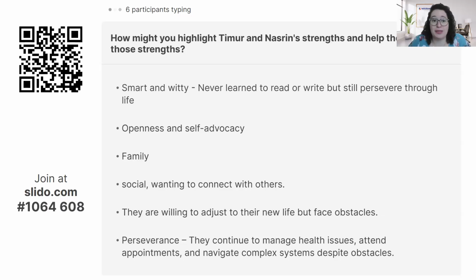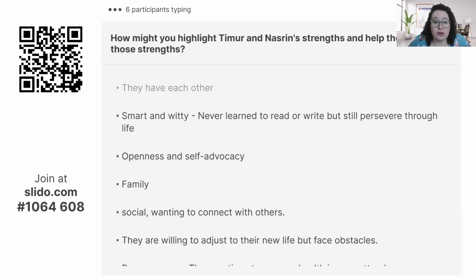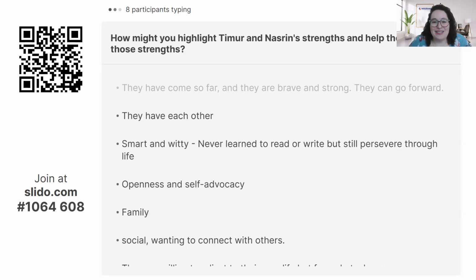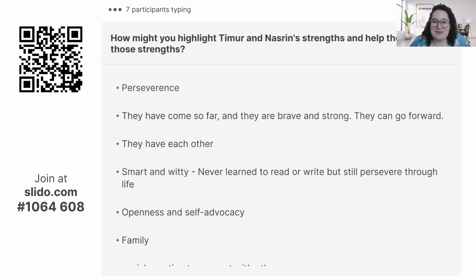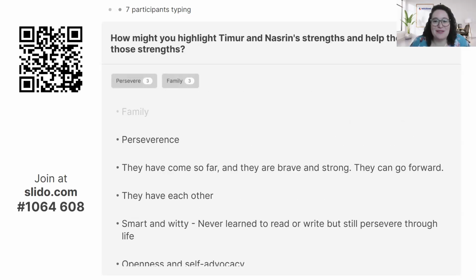So that's definitely a strength and a place to grow. Openness and self-advocacy, smart and witty. I love that. I hear someone's real life client is informing this. Never learned to read or write, but still persevering through life. They've come so far. They're brave and strong.